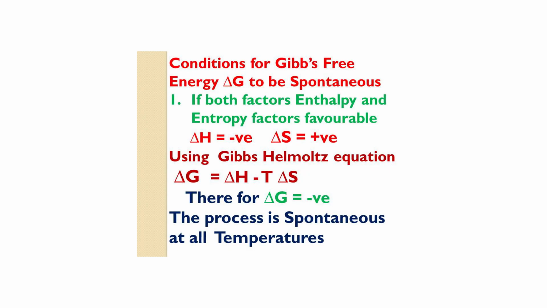We apply the energy factor or enthalpy factor and the entropy factor in this equation. Condition 1: if both factors favor, in the equation delta G is equal to delta H minus T delta S, delta H is negative and T delta S becomes positive. Therefore, delta G is negative, that is, the process is spontaneous at all temperatures.